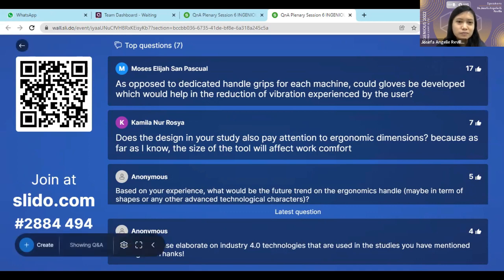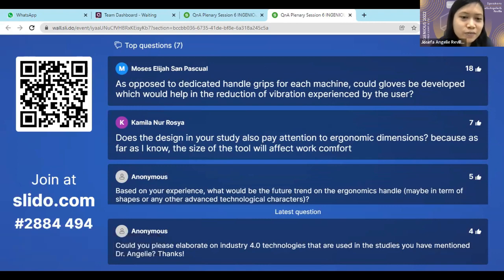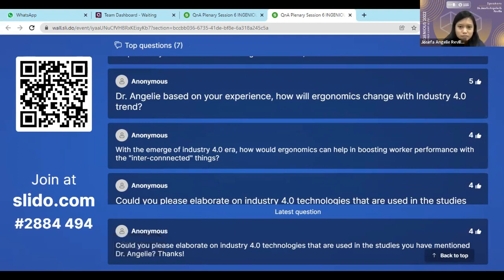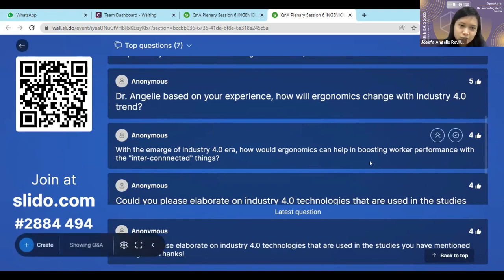Okay, Dr. Angelie, since we have some spare time, we can continue to the next question, around 2 more questions. The next question is from Anonym, who asks: with the emergence of the Industry 4.0 era, how can ergonomics help in boosting worker performance with the interconnected things? Can you clarify the interconnected one?